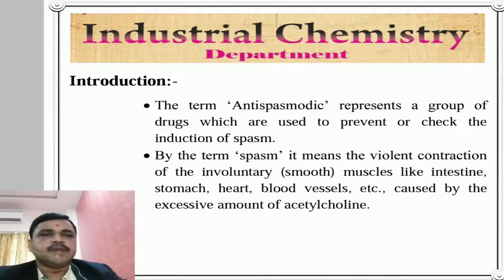By the term spasm, it means the violent contraction of the involuntary, that is smooth muscles like intestine, stomach, heart, blood vessels, etc., caused by an excessive amount of acetylcholine. Some parts of our body have involuntary muscles like intestine, stomach, heart, blood vessels, etc.